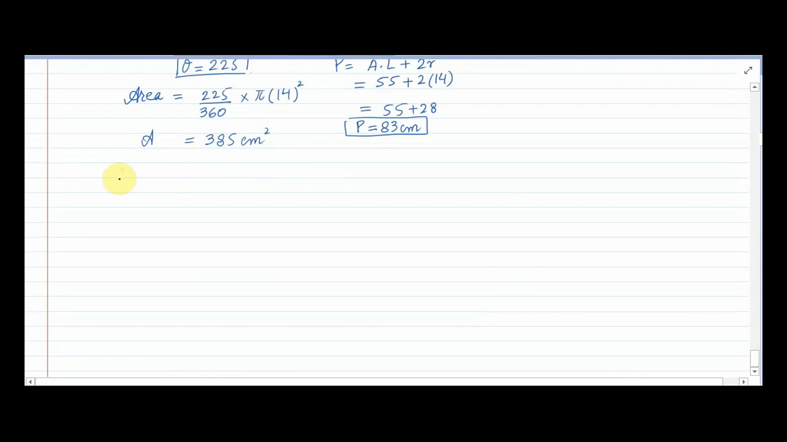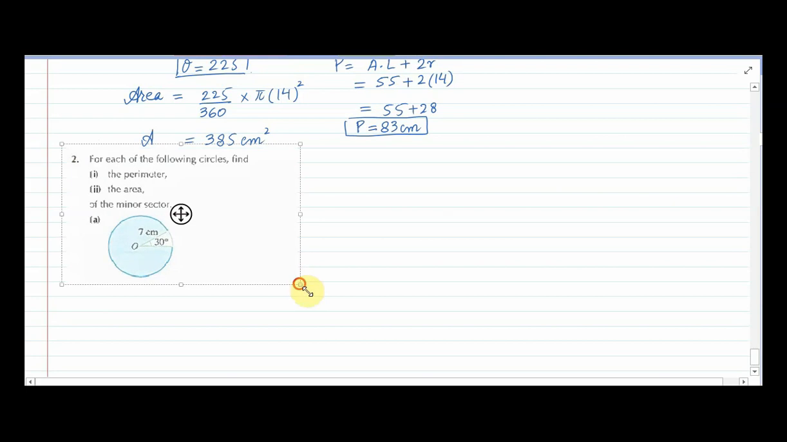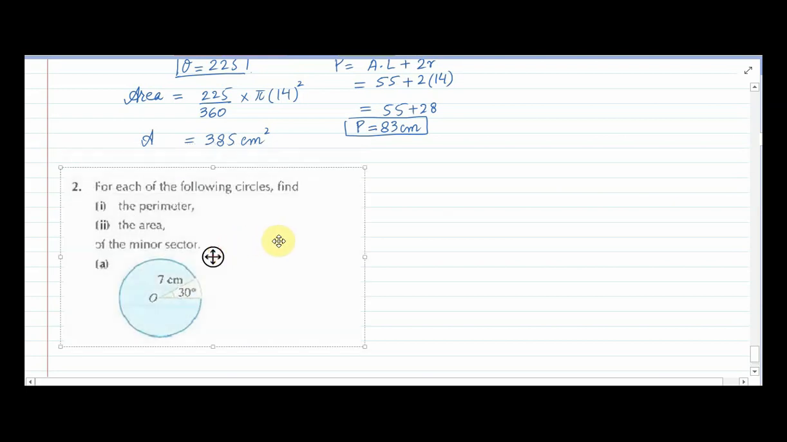Moving on to the next question. It's question number 2, exercise 10B of your previous book. It says for each of the following circles, find the perimeter and the area of the minor sector. So you need to find the area and perimeter of minor sector. So first thing, I'm going to find the area. So it says angle divided by 360 multiplied by pi r square, and the value of radius is 7.